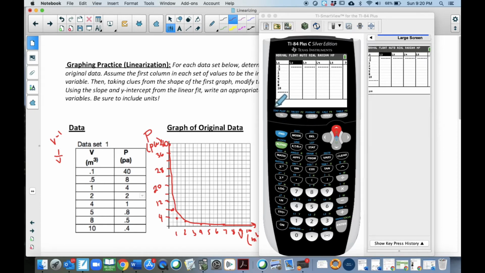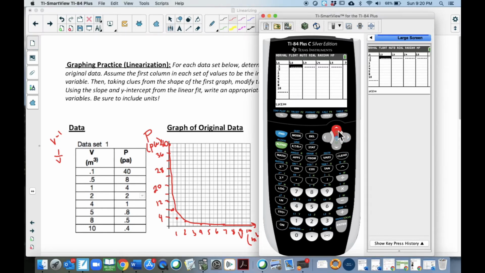Okay, let me go back. I'm up on the L2, not in the column, but at the heading at the top. It says here L2 equals. I need to click back onto my calculator. I say L2 equals, and I can type in 1 over L1. To get to L1, you go to second, L1, enter. And it just gave me all the numbers that would be 1 over that.